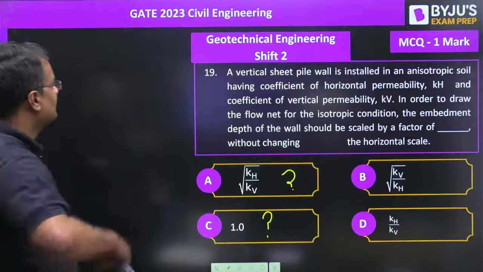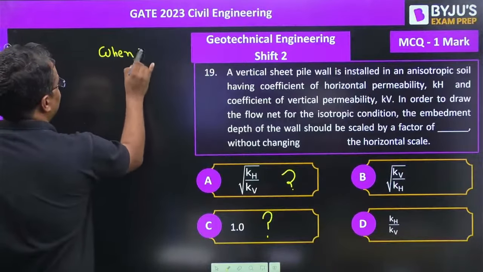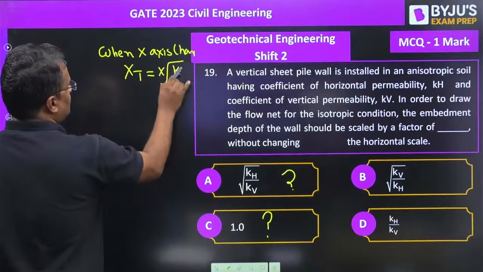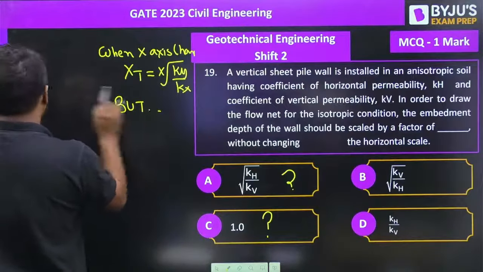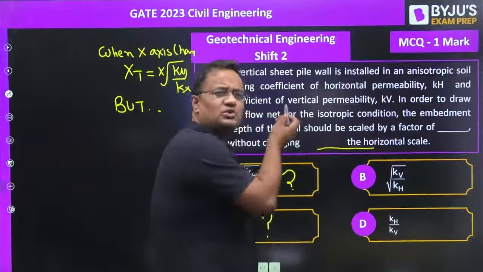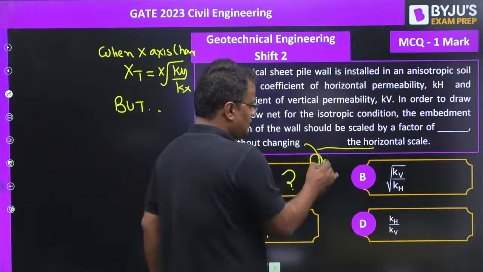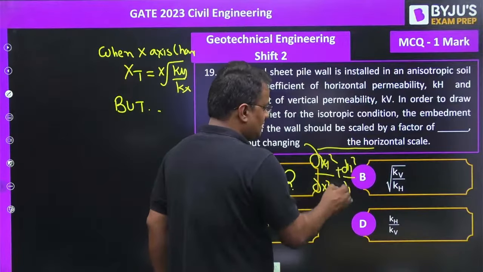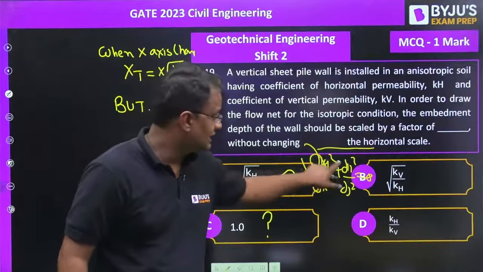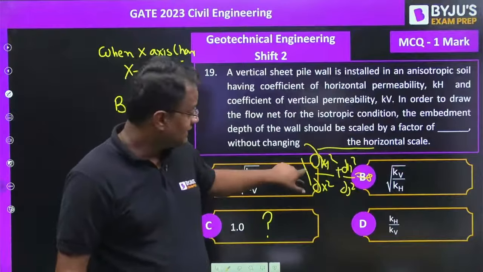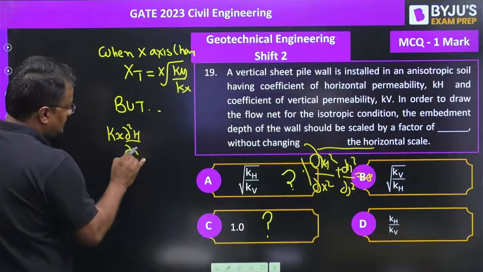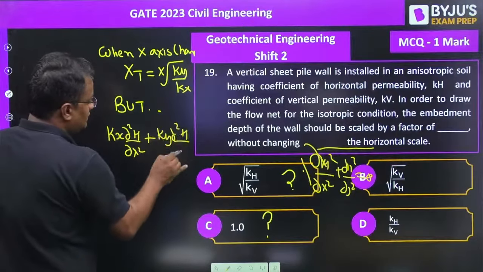Let me tell you guys that when the x-axis is changing, then x transformed is equal to x under root ky by kx. But here it is saying without changing the horizontal scale. So this is a two-step derivation. That one, del 2h by del x2 plus del 2h by del y2 is equal to 0, that you do in fluid mechanics also. Here it is kx and ky. When it is isotropic, kx and ky cancel, and it becomes a pure Laplace equation. But when kx and ky are not equal, they are not cancelled. This is the equation: kx del 2h by del x2 plus ky del 2h by del y2 is equal to 0.